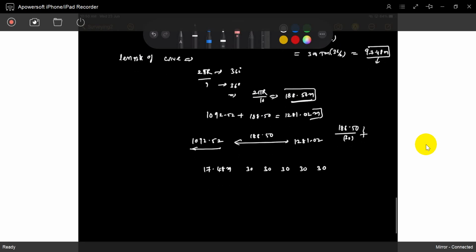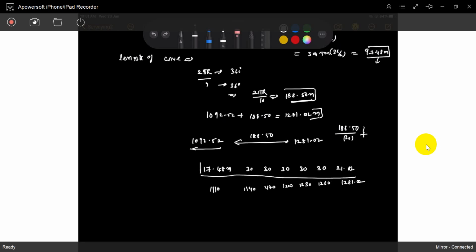So where will we reach? 1092.52 plus 17.48, what will come? Exactly 1110, no? So it will come 1110. Then this will come 1140, 1170. It's okay. So 1200, 1230, 1260. So the last one is 21.02, so 1281.02. So I will divide the peg lengths like this.